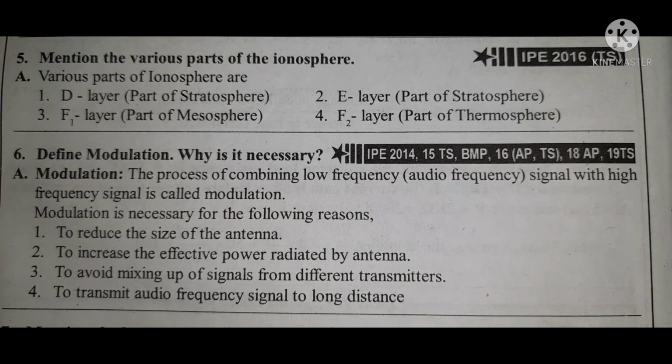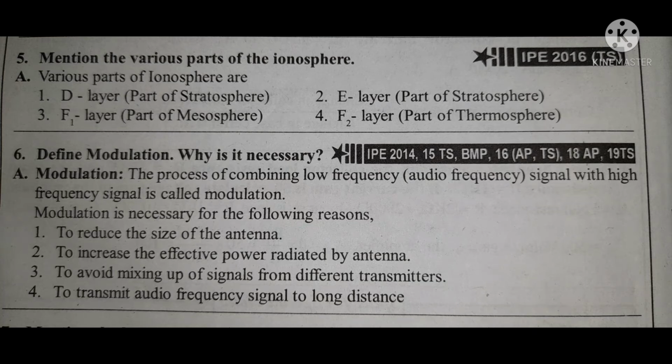By using modulation, you can reduce the size of the antenna. Initially, the antenna size would be around 10 meters, 8 meters like that. After that, the antenna size gradually decreased by using boosters. That is modulation. Next, the second point, effective power, is the same thing.